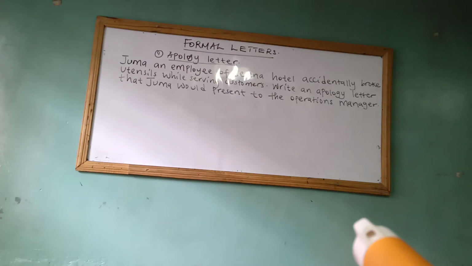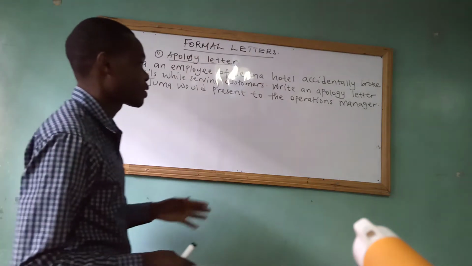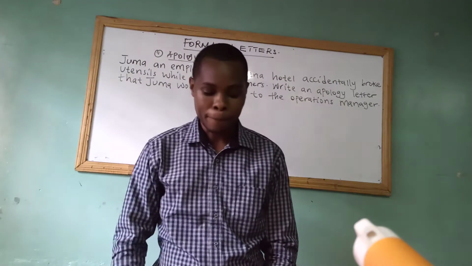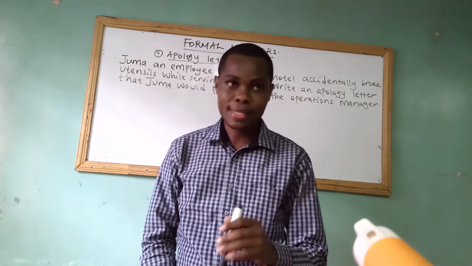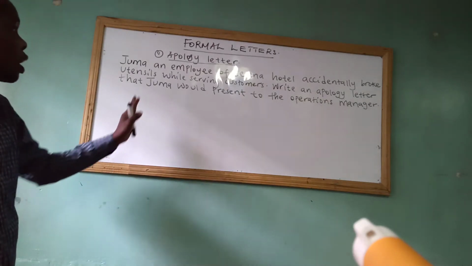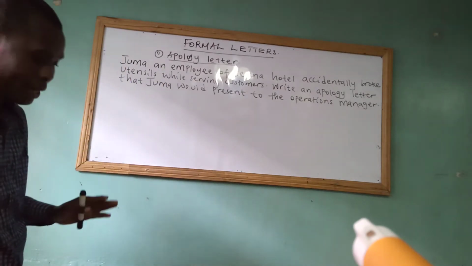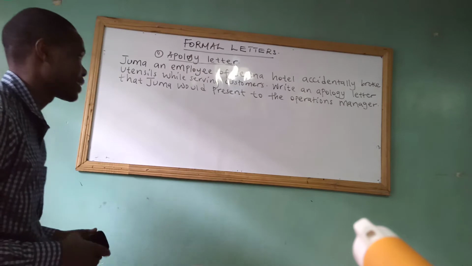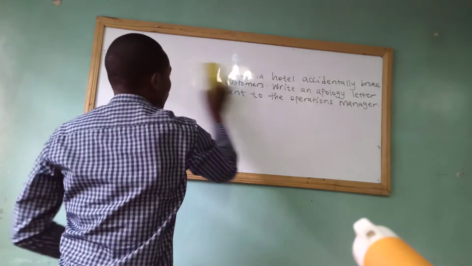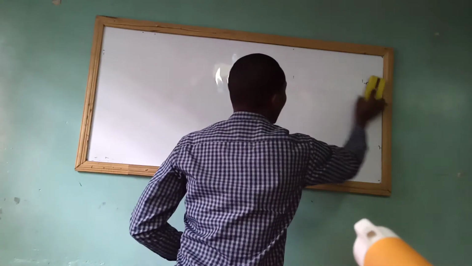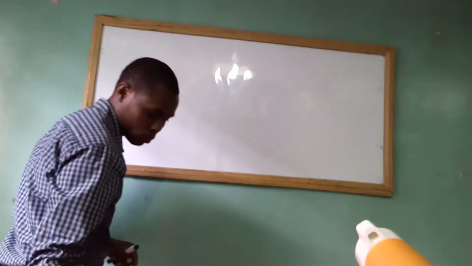So Juma, who is now you. Let me assume that you are Juma and you want to write this letter. Now, what do you do? This is exactly what you should do. So I would like you to look at that. Let's look at how Juma will write this letter. Allow me to wrap this, and then we start from here.